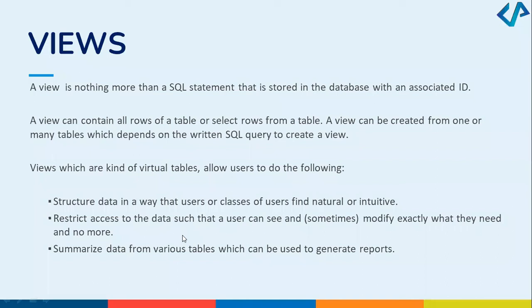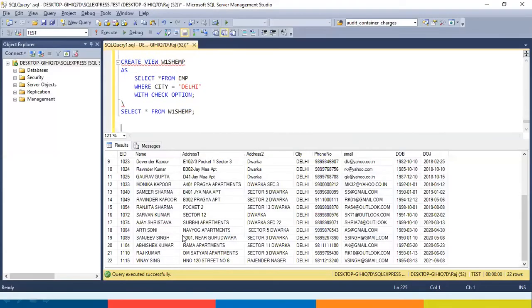The second point, restrict the access to the data. Although I have given you an example of it, I will once again give you an example. Supposing the address and the date of birth of the employee is confidential, and we do not want everybody to be able to access it. So using the view, we can hide certain information from the user.